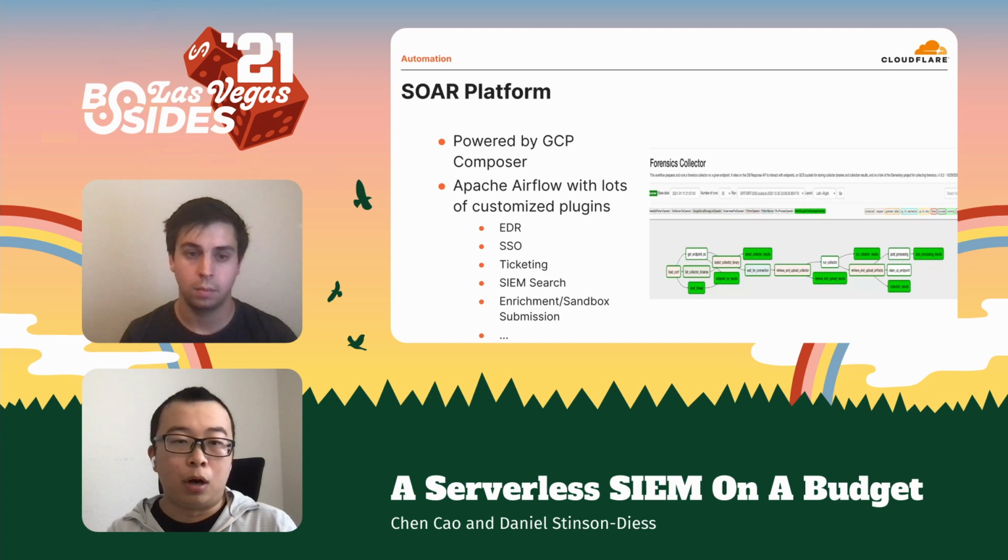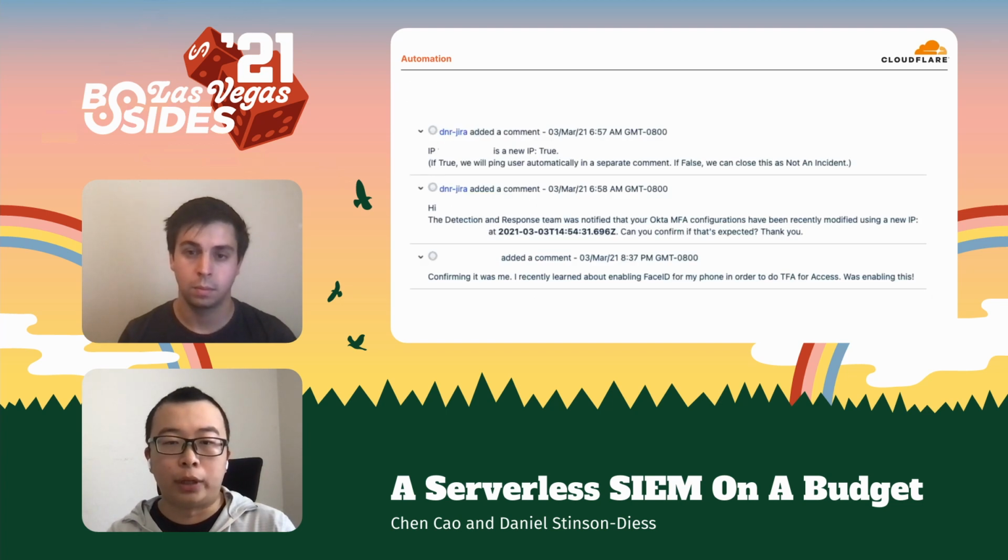Here is an example of how we use automations to make our day-to-day life easier. Initially, our detection rules find an employee is trying to modify their MFA settings. Then our automations first find the IP the employee is using, review logs in our data store automatically, and leave the result as a comment with instructions for next steps. Then the automation will ping the user, saying, hey, we found you are trying to modify your MFA settings using this IP at this time. Can you confirm if that's expected?